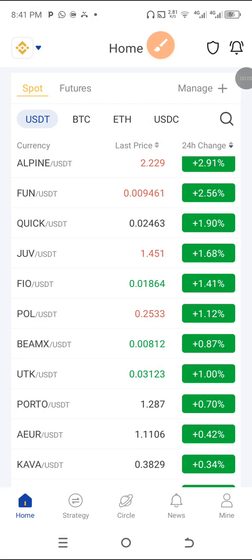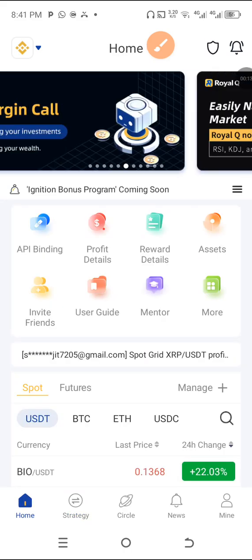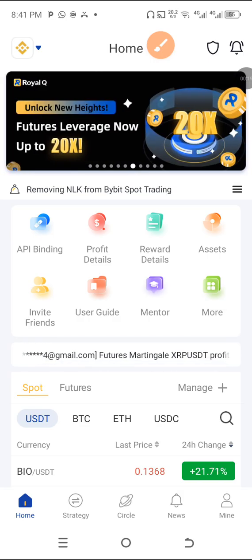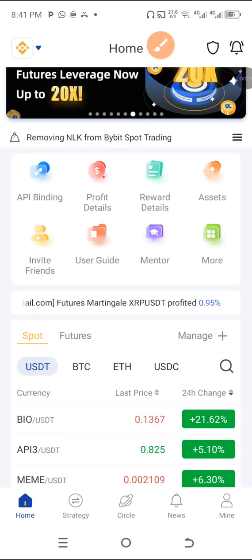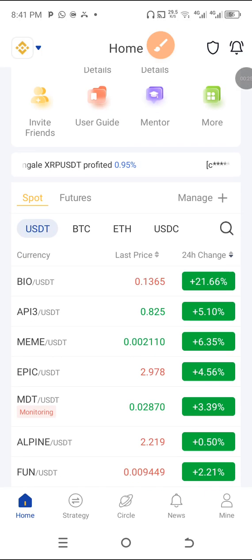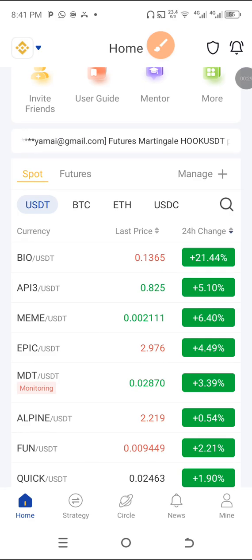Today I'm going to teach you about Royal Q, how to set a trade without wasting time, without waiting for signals. You can activate this in your free time. You can even use your phone or your computer immediately and enter the market.